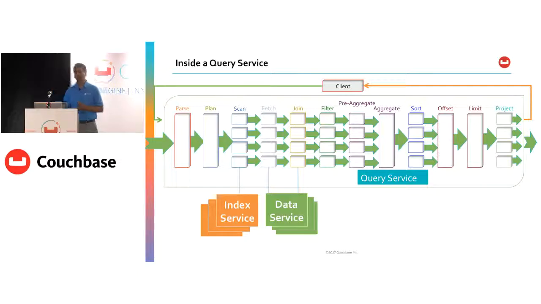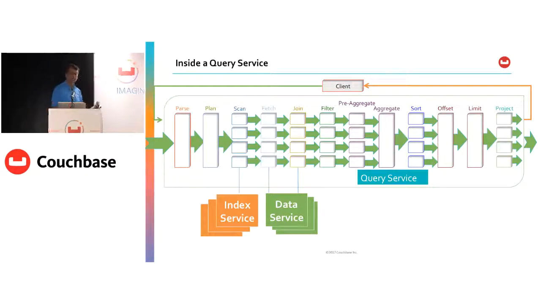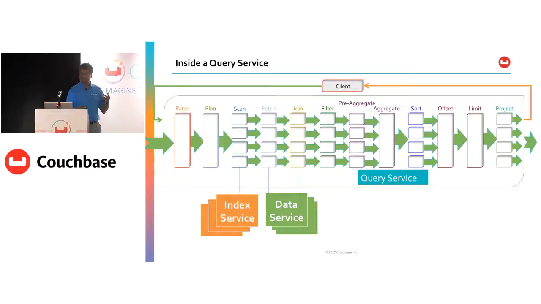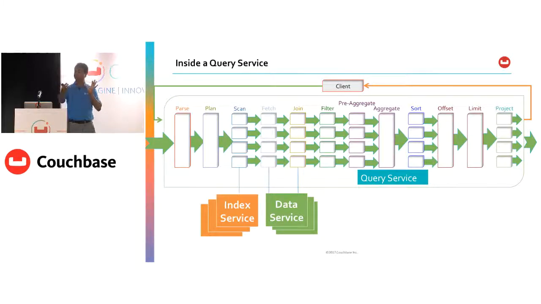Once it comes up with the query plan, if the query requires index scans, it will go ahead and request the index service to do the scan. Again, the request for each index goes to one index service. There can be multiple index services, there can be multiple indexes. A single query can use multiple indexes, and those requests can go to multiple index services, but each index scan goes to a single index service.